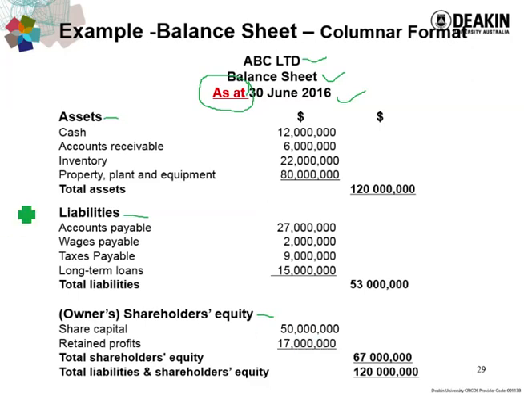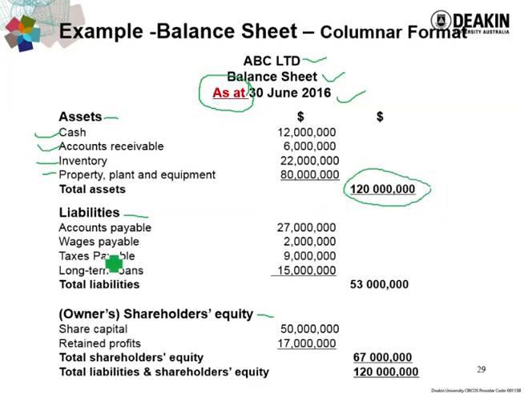Under assets, we always start with the most liquid asset, which is cash. Cash is king. It is the most liquid asset and therefore it is listed first. We then have accounts receivable. Accounts receivable means you have provided goods and services to customers on credit, but you will receive this money from them in the next 12 months. Then you have inventory, which are goods or merchandise. Then you have property, plant and equipment, including land and building, motor vehicle. If you sum up those figures, you get $120 million of total asset.